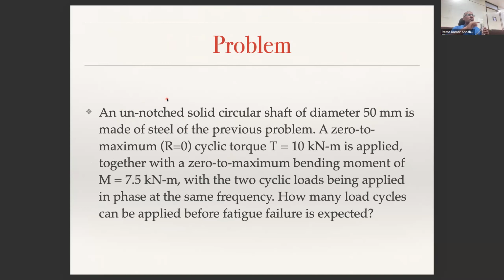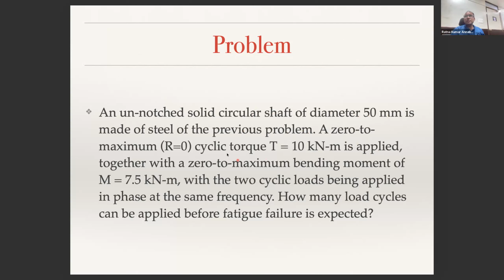We have to take into account the stress concentration factor KT, the theoretical stress concentration factor. Here also, when you have fatigue, you need to account for the presence of a notch. So an unnotched circular shaft is made of the same material as the previous problem, meaning S equals A N power B remains the same.